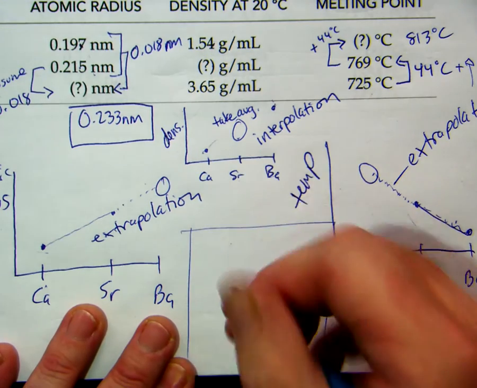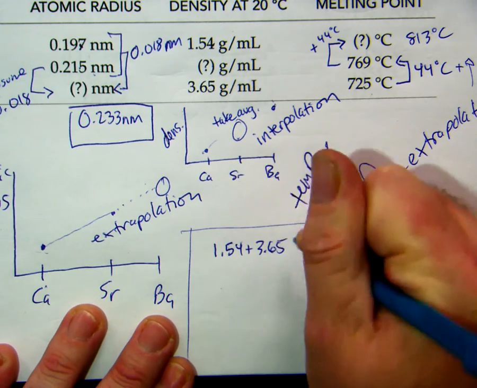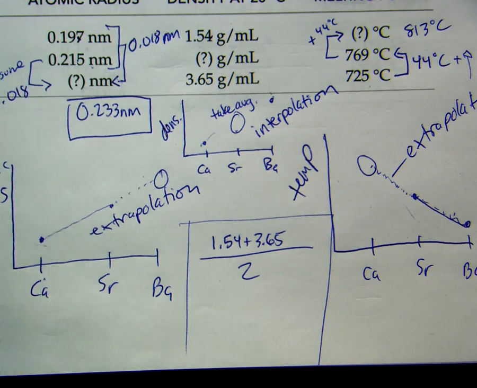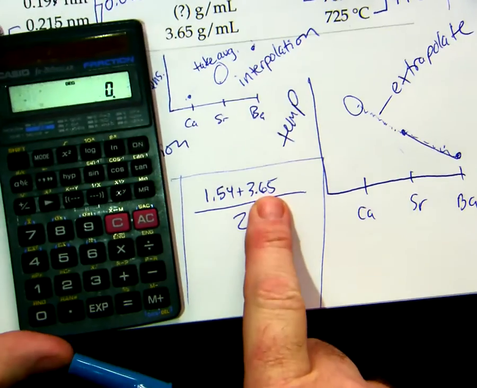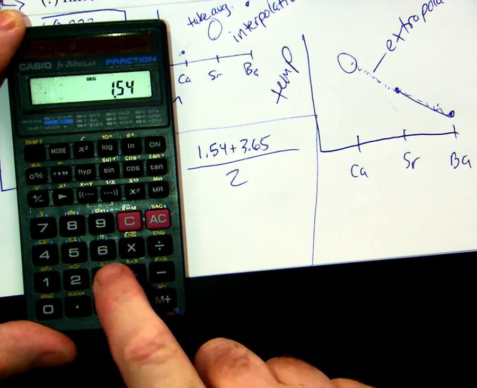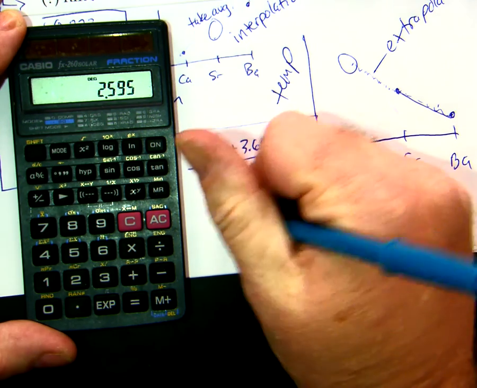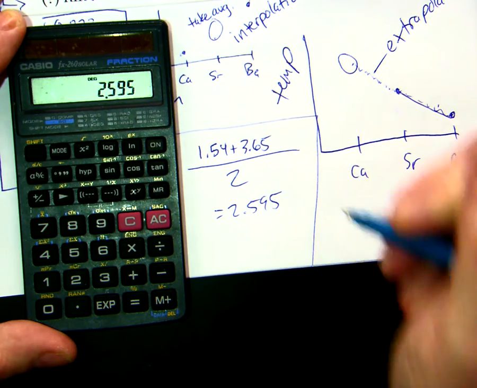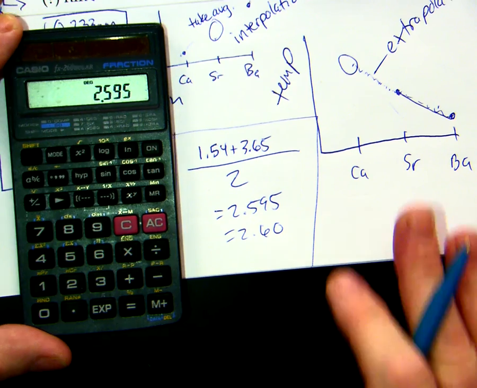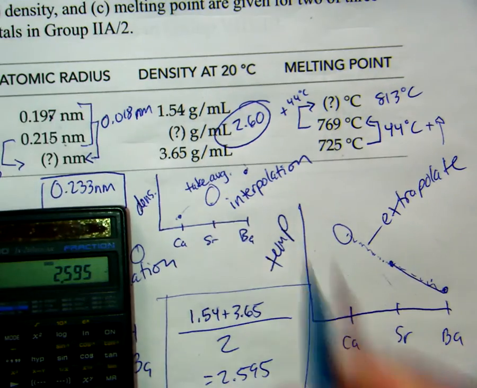So to get this value in the middle, I do 1.54 plus 3.65, and then I divide that whole sum by 2. And make sure you hit equals when you add these together, or your calculator may do crazy order of operation things. So 1.54 plus 3.65 equals, and then divide by 2. And I get 2.595, or 2.60 for the proper number of sig figs. So we would say this would be 2.60 grams per milliliter.